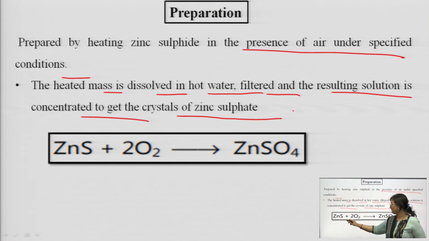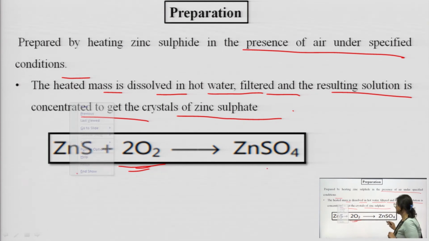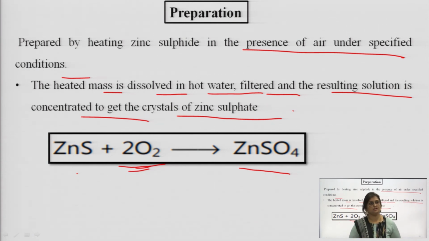So, zinc sulphide, ZnS, at high temperature in the presence of oxygen and water is converted into zinc sulphate, ZnSO4. The resulting solution is then concentrated to get the crystals of zinc sulphate. Since the zinc sulphide heated mass is first dissolved in water, the resulting solution is dilute, so it is concentrated first, and then the crystals of zinc sulphate are obtained.